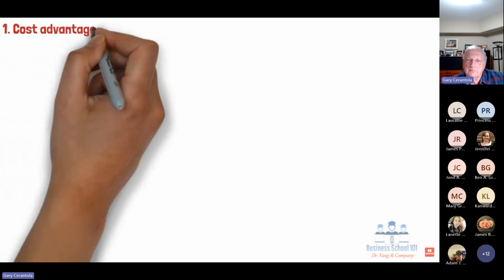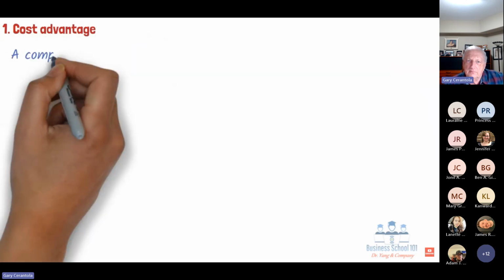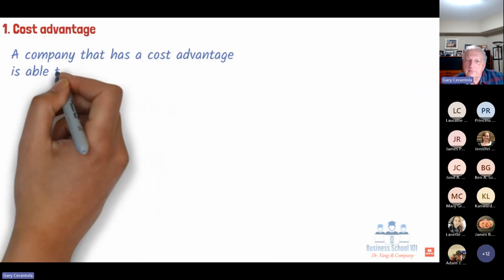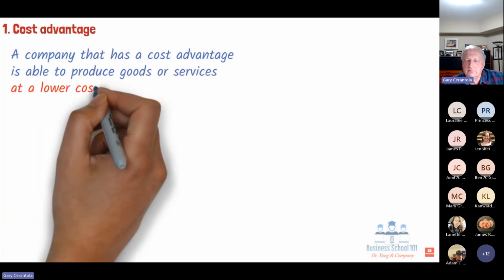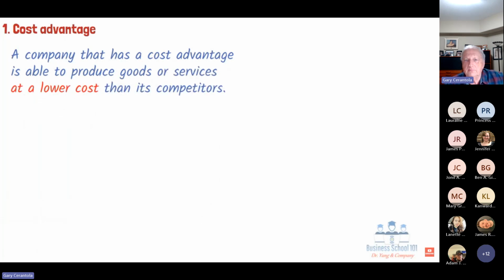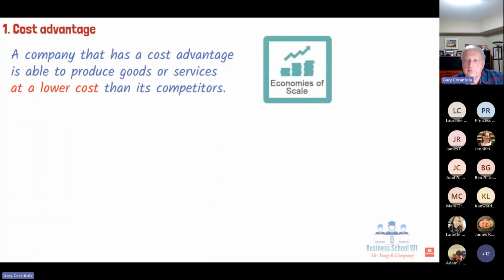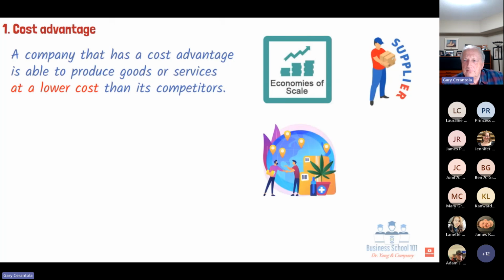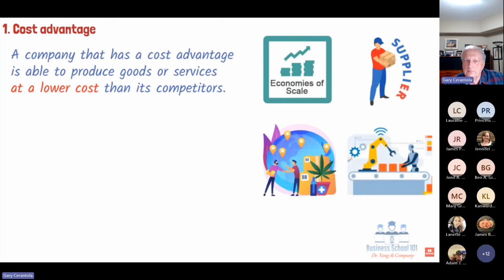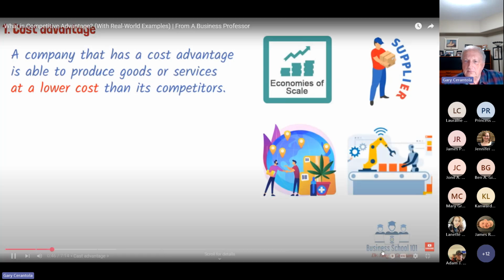Section 1. Cost advantage. A company that has a cost advantage is able to produce goods or services at a lower cost than its competitors. This can be accomplished through economies of scale, better supply chain management, or more efficient production processes. By keeping costs low, a company can offer lower prices to customers, which can give it an edge in the marketplace. Here are 2 real-world examples.